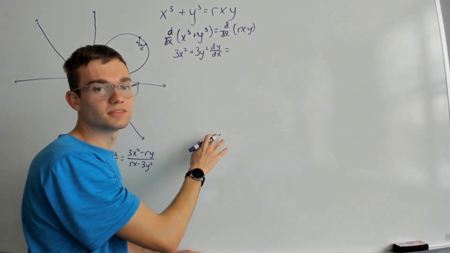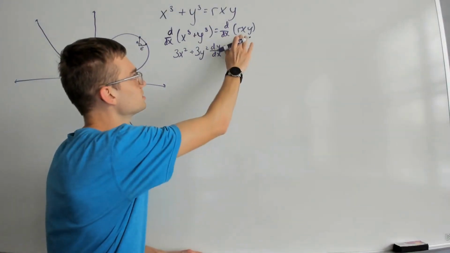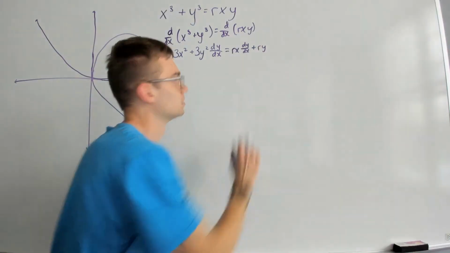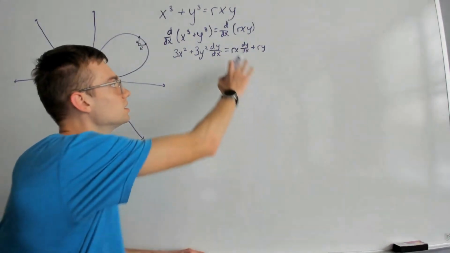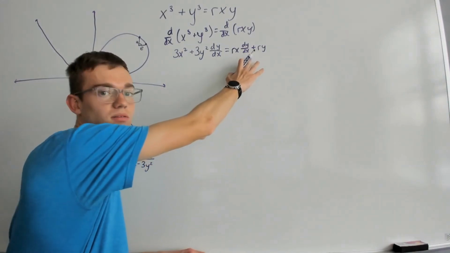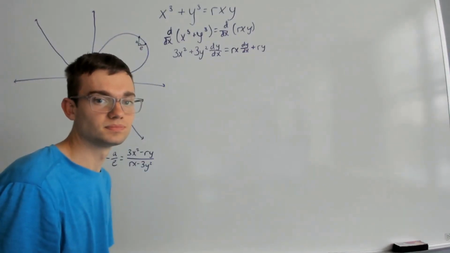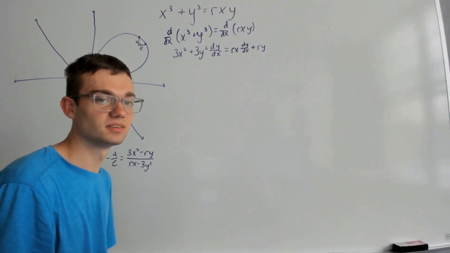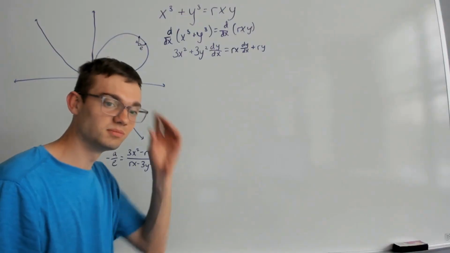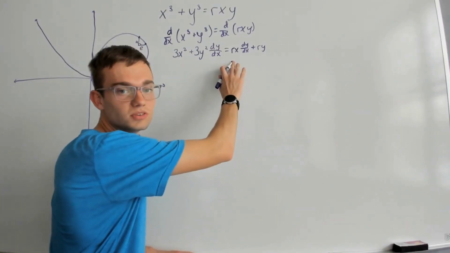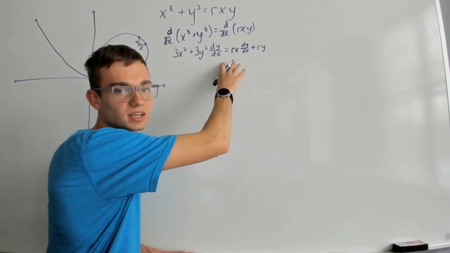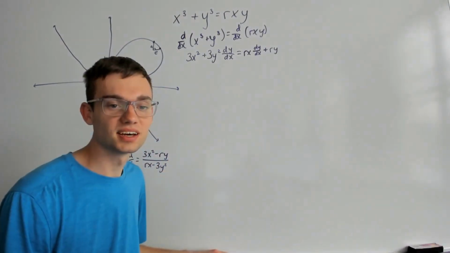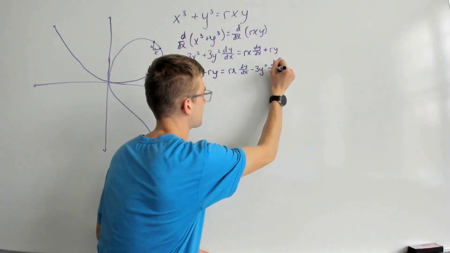On the right side, we have to use the product rule. I'll break it into an rx times a y, which ends up being rx times dy/dx plus an ry. Now, we want to get dy/dx by itself so that we can get the derivative. So we'll move all the terms with dy/dx to the same side and all the other terms to the other side of the equation. After doing that, this is what we'll get.